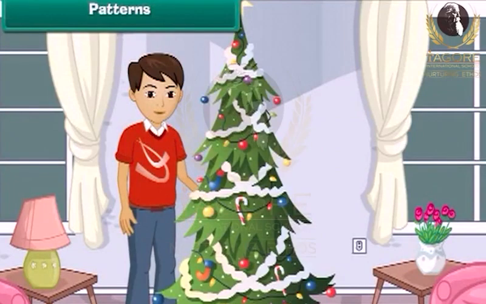It's Christmas time and Sam is busy decorating his Christmas tree with lights. The bulbs in light series are red, blue, green and yellow. And again, the same colored bulbs repeat. They form a pattern.